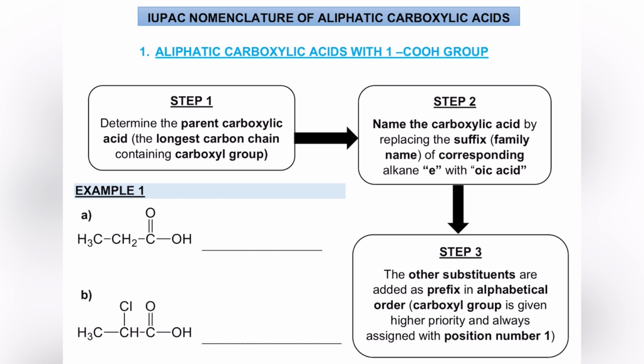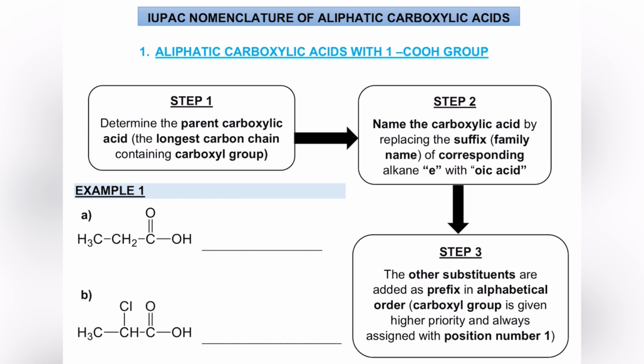And then the family name for carboxylic acid, for example, we have alkane. The letter E at the end we will change to oic acid, and make sure you have a space between oic and acid. And if you have substituents, make sure you add them as prefixes in alphabetical order.